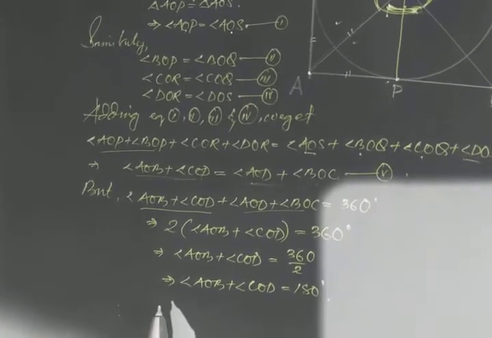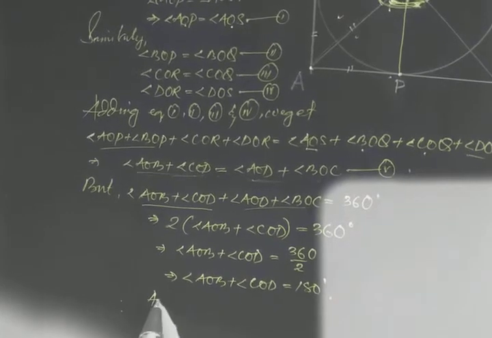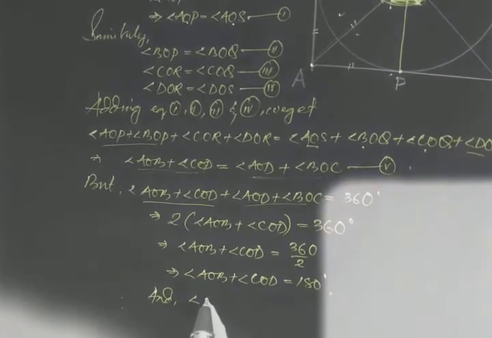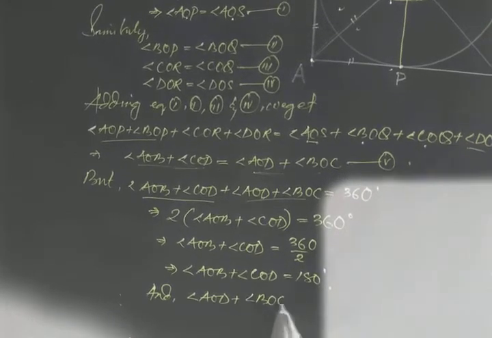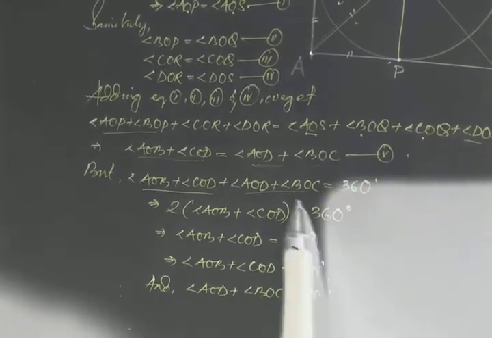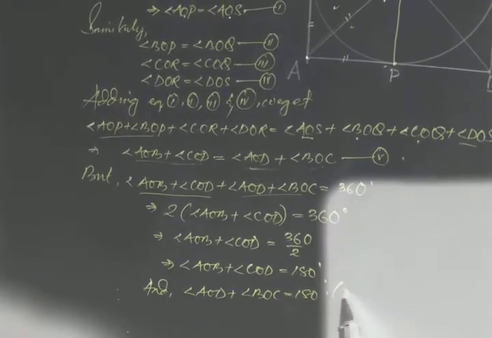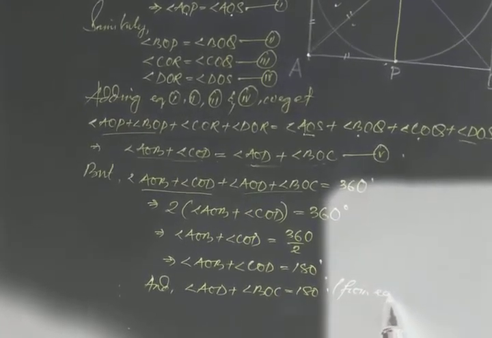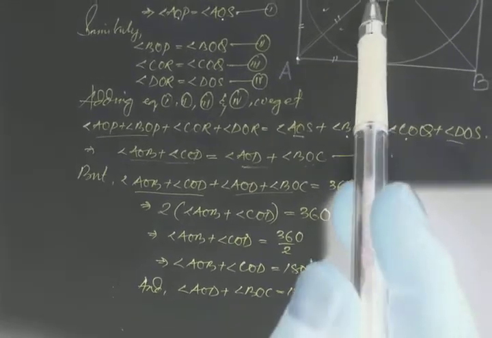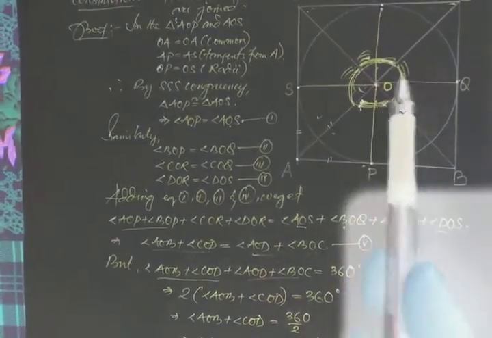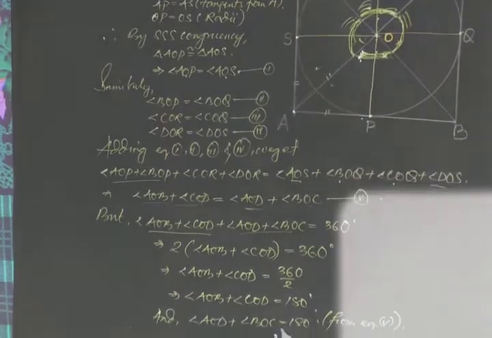I've proved the first part. And we can also say that angle AOD plus angle BOC equal to 180 degrees, from equation 5. That means angles subtended at the center by opposite sides in a quadrilateral are supplementary, that is 180 degrees.